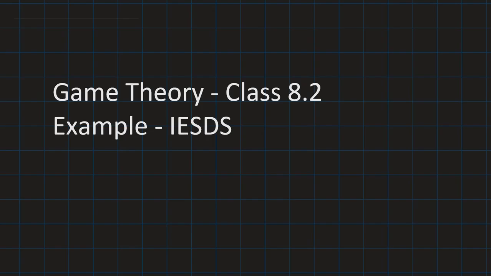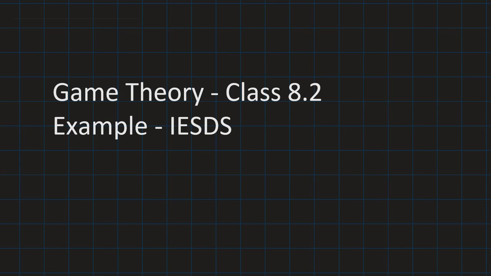In this video we're going to do another example of the IESDS algorithm, the Iterative Elimination of Strictly Dominated Strategies algorithm. If you recall, this is an algorithm which helps you reduce the size of a game by eliminating iteratively strategies which are irrational. You eliminate the strictly dominated strategies. And this makes sense, because we said that a rational player would never play a strictly dominated strategy. So if the game has a strictly dominated strategy, we might as well just cross it out and forget about it.